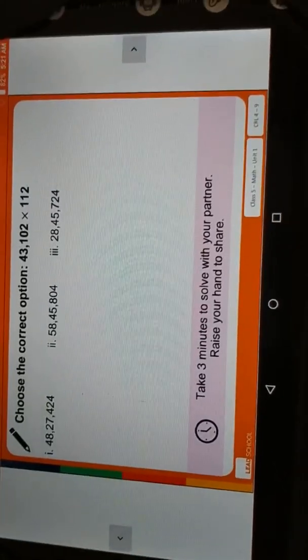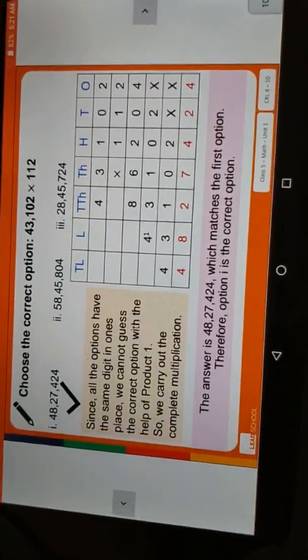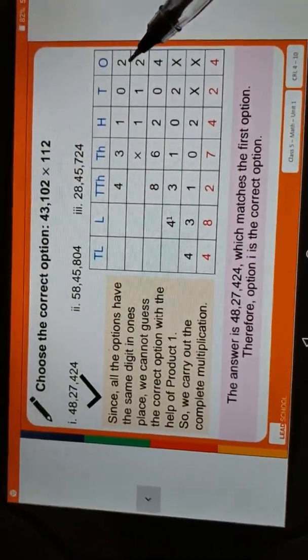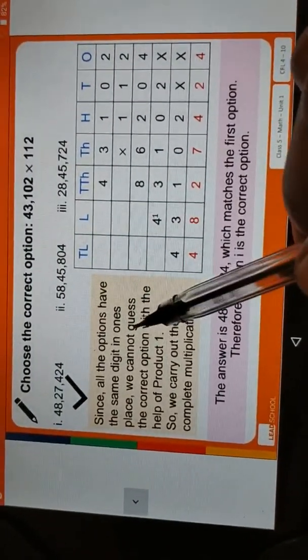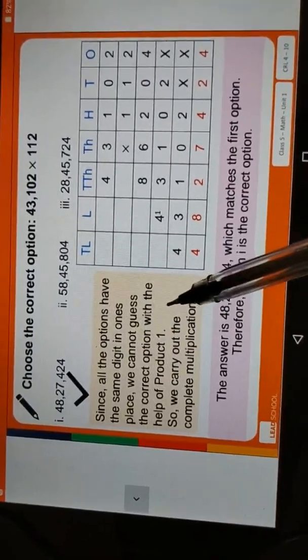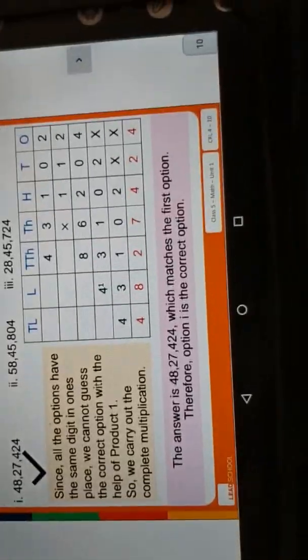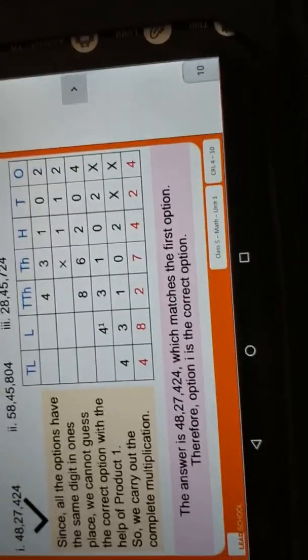Okay students, let's check the answer. Since all the options have similar digits in the ones place, we cannot guess the correct option with the help of the ones digit of the product. So we have to carry out and complete the multiplication.